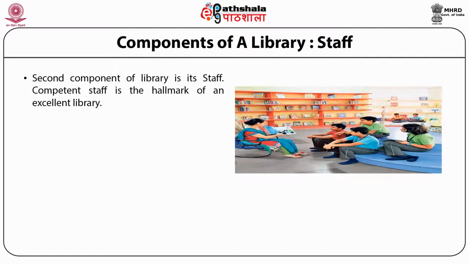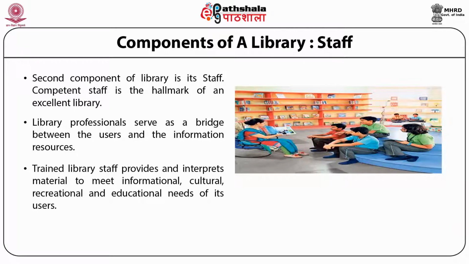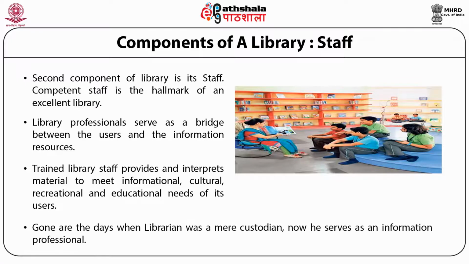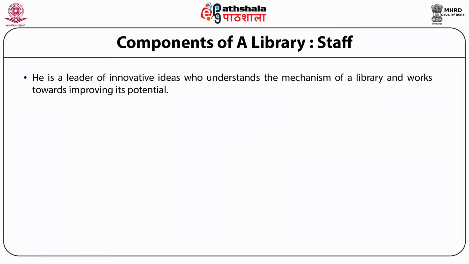Second component of library is its staff. Competent staff is the hallmark of any excellent library. Library professionals serve as a bridge between the users and the information resources. Trained library staff provides and interprets material to meet informational, cultural, recreational, and educational needs of its users. Gone are the days when librarian was mere custodian. Now he serves as an information professional and facilitator. He is a leader of innovative ideas who understands the mechanism of a library and works towards improving its potential.